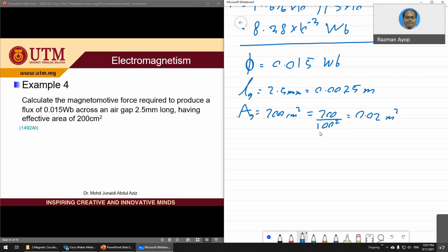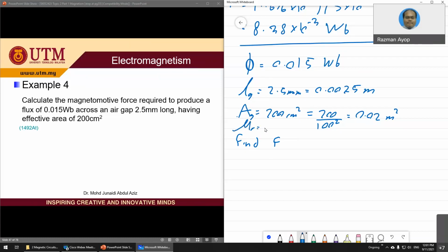Okay, so what is the question? Can you see where is the question? Calculate the magnetomotive force. So what is the symbol for that? MMF. It has force, right? So yes. Okay, if you can see here, you have flux, you have length, you have area. And calculate the magnetomotive force required for the flux to drive across the air gap. So because this is an air gap, of course, what is the mu R?